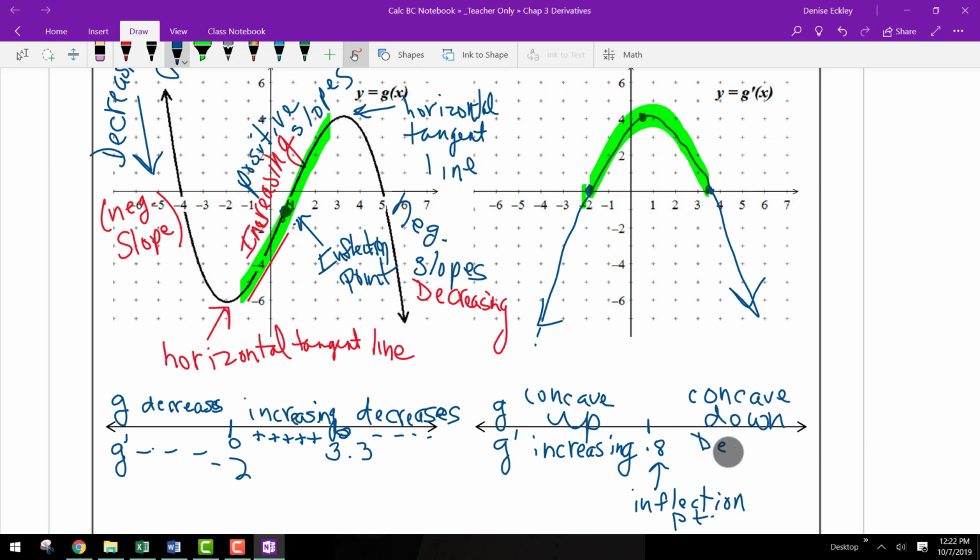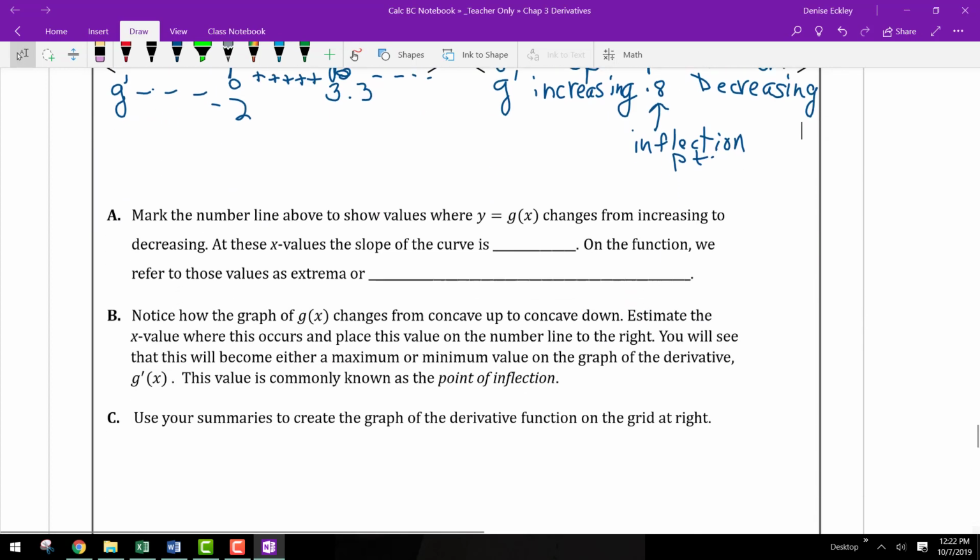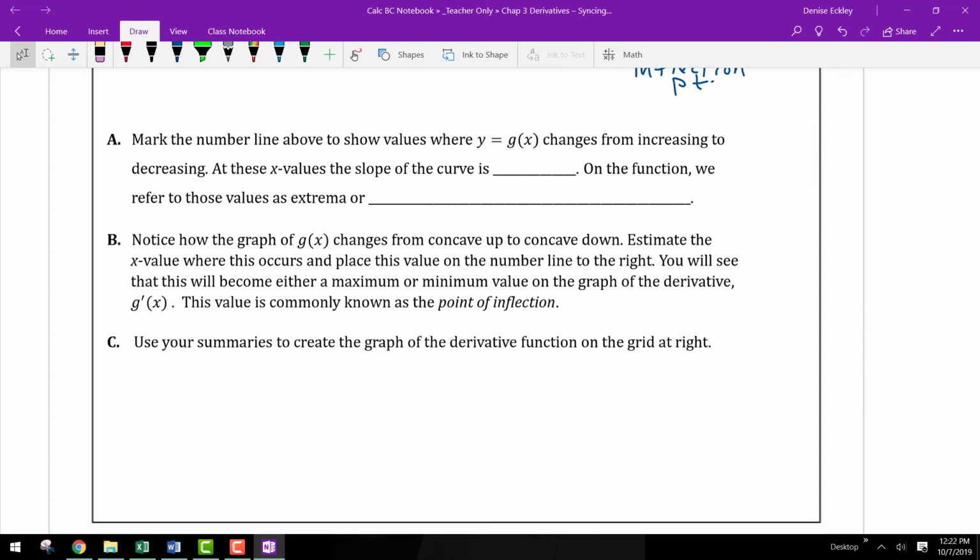And it's decreasing. Now, don't worry right now exactly how I got where that maximum value is. We're going to learn how to do that later on. It's just being able to identify the different parts of the slope curve. Okay, so filling this all in, we marked the number line above where g of x changes from increasing to decreasing. At these x values, the slope of the curve is 0. That's where our horizontal tangent line is, where it changes from increasing to decreasing.